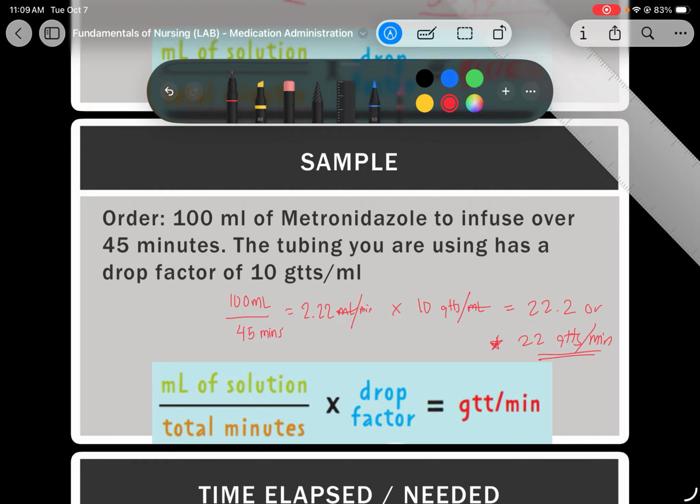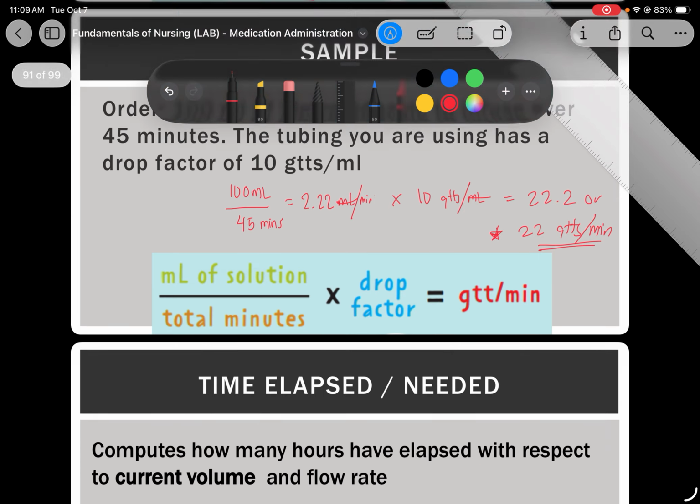And you really have to set 22 drops per minute. That's the formula. The important part that you need to remember is the drop factor, in relation specifically to the formula.